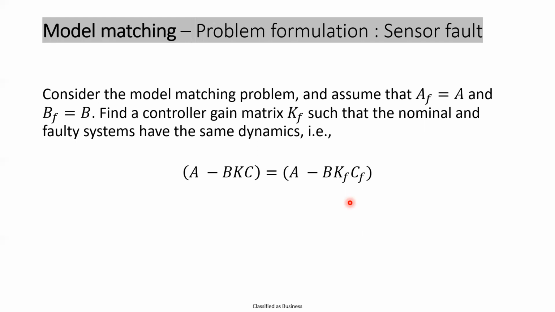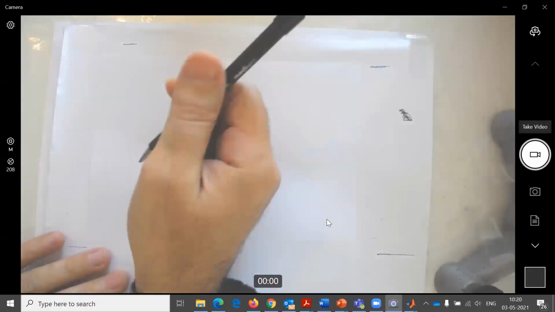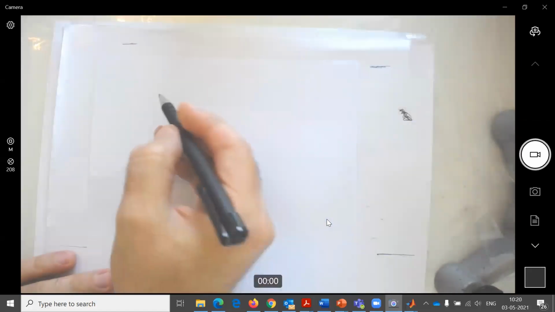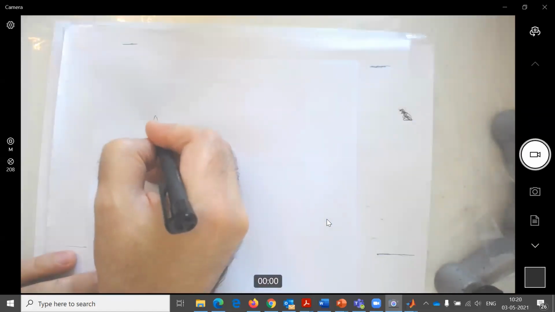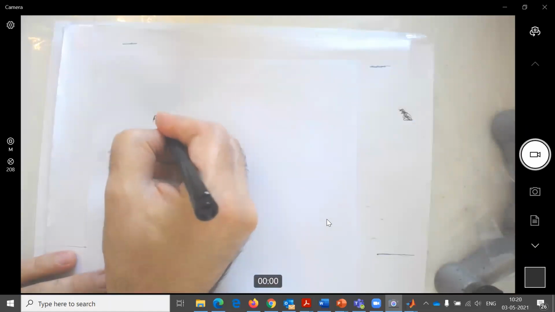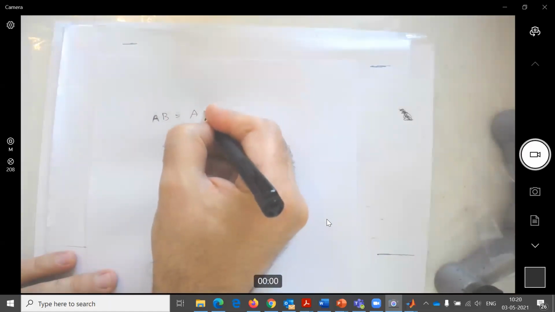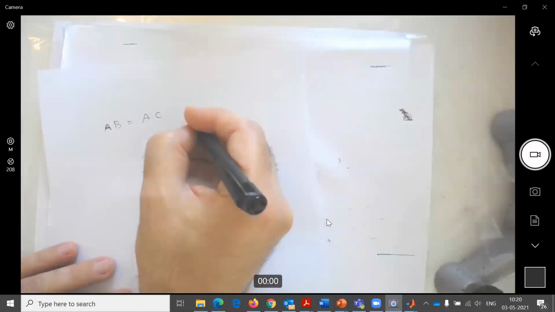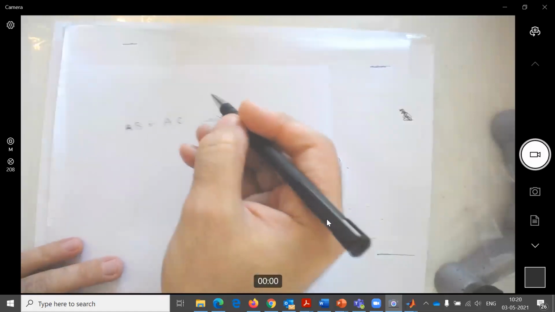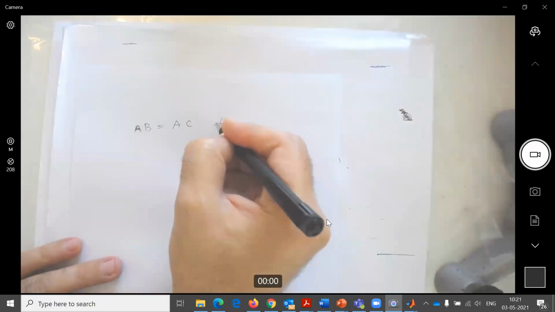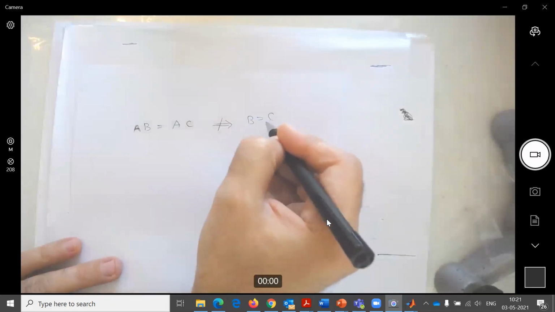We have a lot of mathematics here, so I need to remind you of what we had in mathematics. You know that if you have, for example, A multiply B is equal to A multiply C, it doesn't necessarily mean that B is equal to C. You know that.